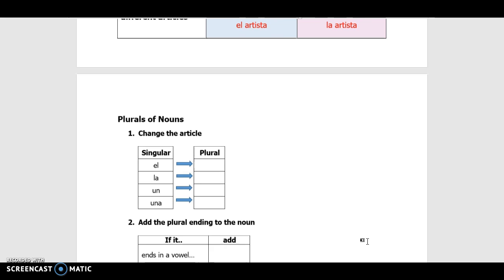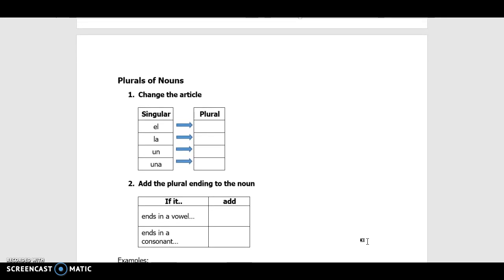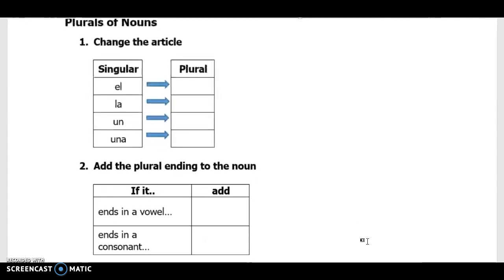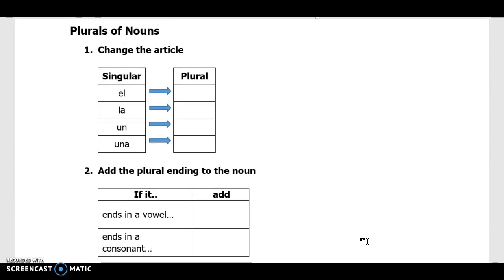So let's go ahead and flip on the back of your paper and talk about making nouns plural. Now we have some rules when we make nouns plural. This should look very, very familiar to you. You learned this in exploratory Spanish. We know that when we make a noun plural, we're going to have to change the article. El is the singular, los is the plural. La is the singular, las is the plural. Un, we just talked about, becomes unos. And una becomes unas. So that's the first thing you have to do, change the article.